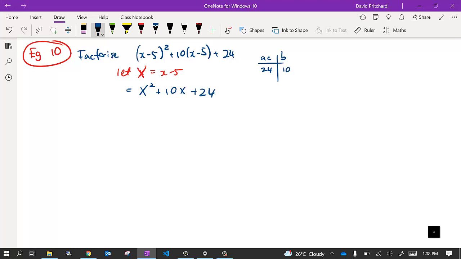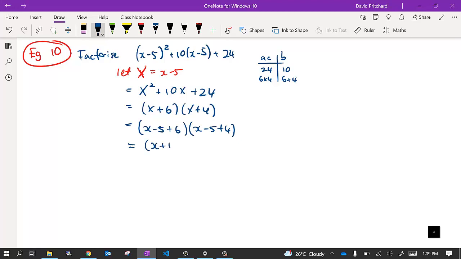So now we've got that. It's just a matter of realizing that that is 6 times 4 and 6 plus 4. And this is a monic quadratic, so we can jump straight into x plus 6, x plus 4 as our factorization. Now it's not complete because we want to do it in terms of normal x, not super x. So we can replace super x with x take 5 and x take 5. And we're left with x plus 1, x take 1. So it's a little bit mean in the sense that it ends up just being a perfect square.